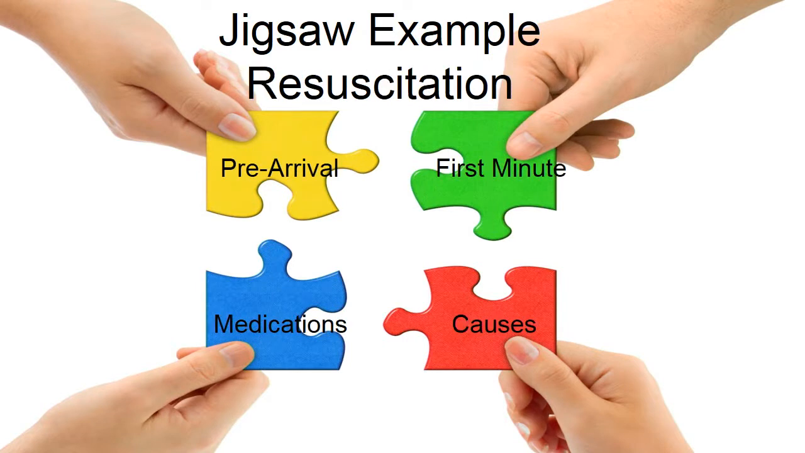If you were doing it, say, with medical students or interns with resuscitation, one group might think about how to prepare, or what to do pre-arrival of the patient to the emergency department. Another group might think about what we're going to do in the first minute when the patient arrives. Another group might be tasked with thinking about the causes of cardiorespiratory arrest in a kid who's 6 months or younger. And then another group might focus on what medications we have to have available.